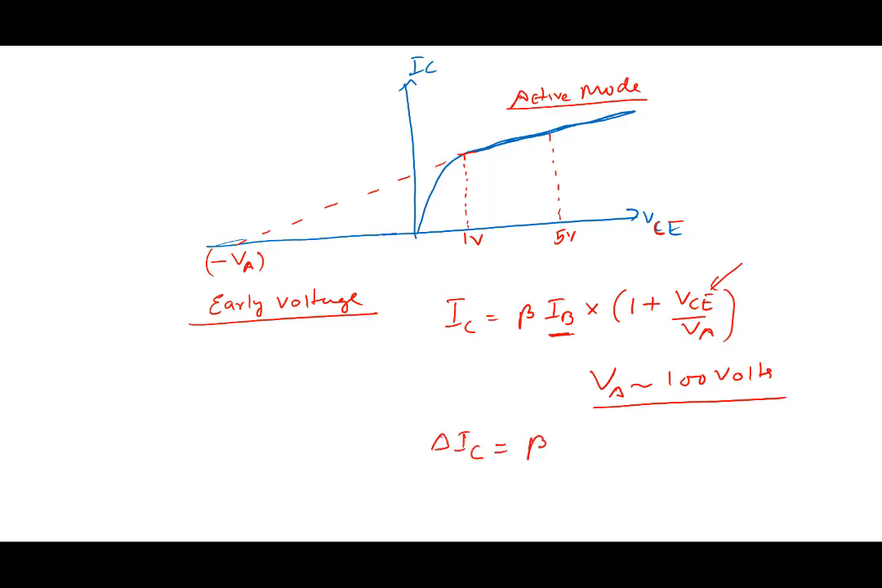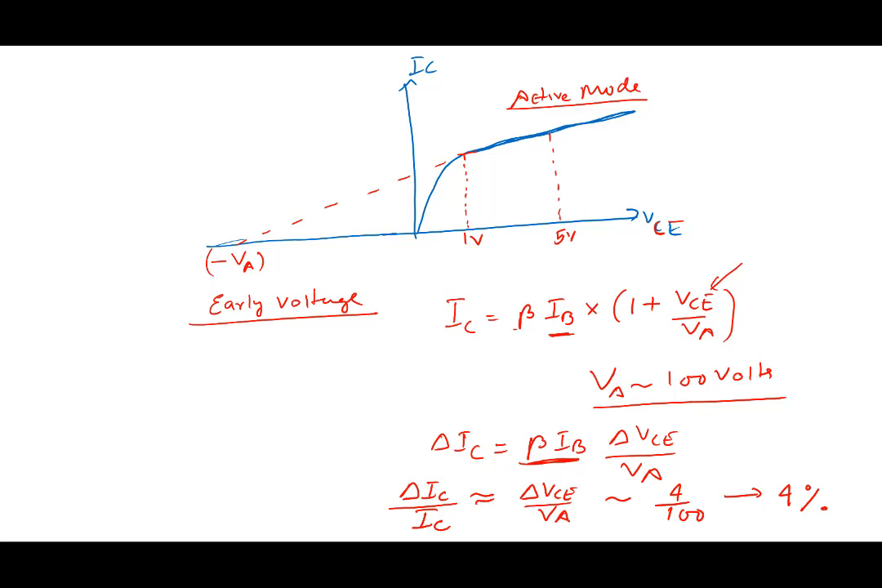Delta IC would be beta IB delta VCE by VA. And percentage change in IC, because note that VA is large, so delta IC by IC in percentage is approximately equal to, we can take this as basically equal to IC, so approximately equal to delta VCE by VA. So this is 5 minus 1, 4 divided by 100. So we're talking about 4% variation in current here, right? That's why we say it's relatively very flat.